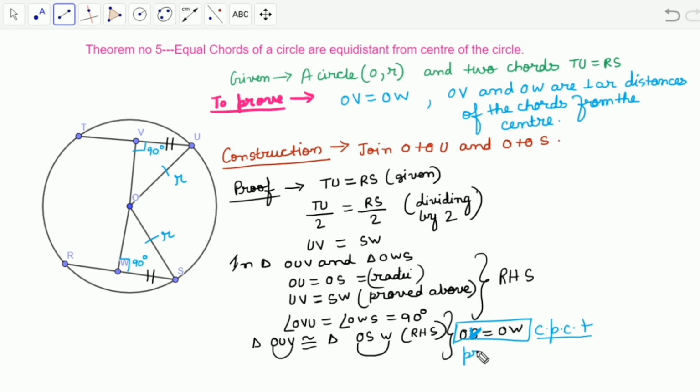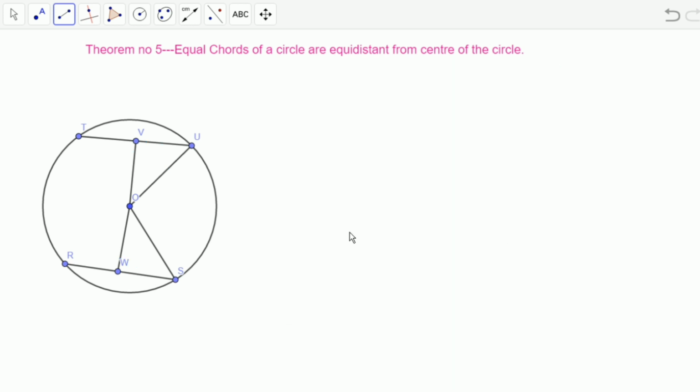Thus we have proved that if two chords are equal, then the perpendicular distances of these two chords from the center are also equal. That's what we wanted to prove, right? So let's move forward.